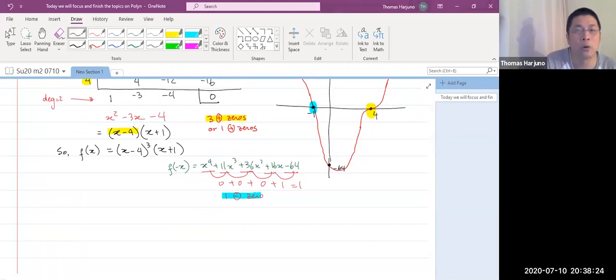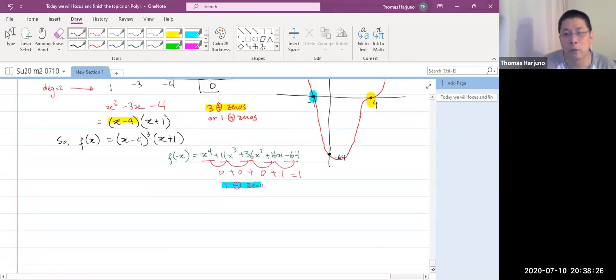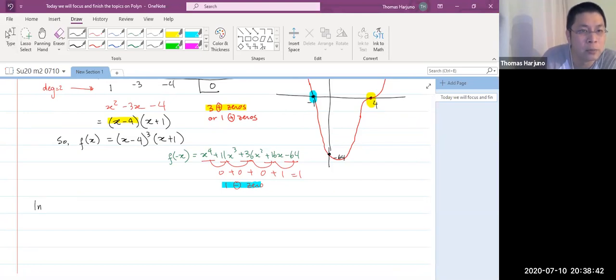Now, let's go on to the next one, 3.4. I basically put everything in one paper right now. They are related. The next one is the intermediate value theorem. No, sorry, the rational zero theorem. That's one of the most important theorems when we deal with polynomials.